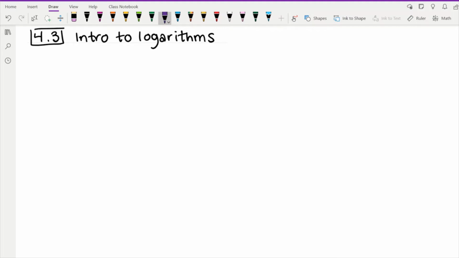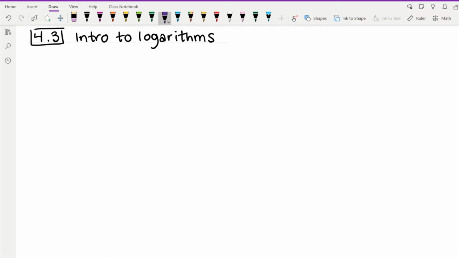Hi everyone. So in this video, we're starting a new section in the book about logarithmic functions. And so we're not going to get to the function part until the next video. In this video, we're going to be focusing on logarithms. So figuring out, what is a logarithm and how to evaluate different logarithms.